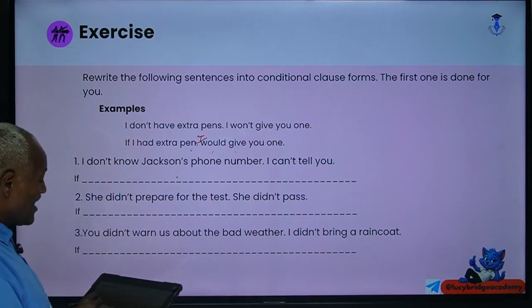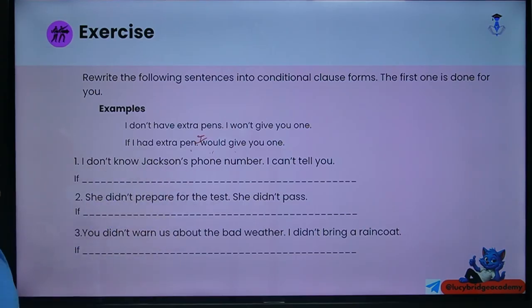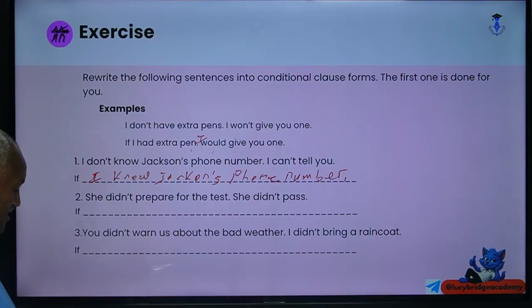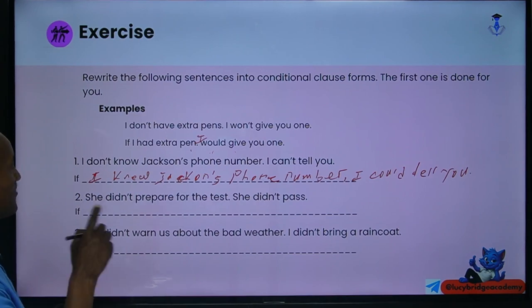For instance, I don't know Jackson's phone number, I can't tell you. How do you change this to an if clause? The meaning is given, and then how do you rewrite with the if clause pattern? If I don't know, if I knew Jackson's phone number, that means I could tell you. Have you seen? We can say like this: if I knew Jackson's phone number, I could tell you.